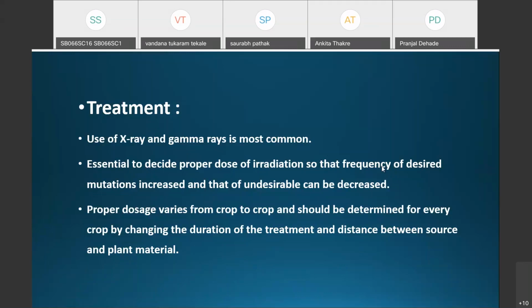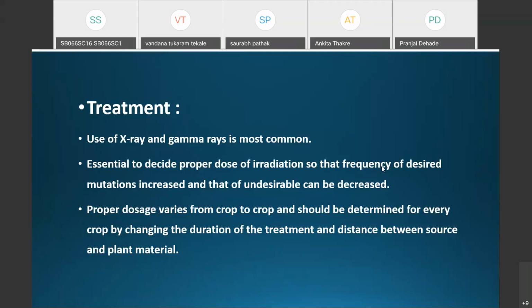The proper dose of the treatment varies from crop to crop, and it should be determined for every crop by changing the duration of the treatment and the distance between the source and the plant material. It is essential before practicing mutation breeding in the field, because the radio sensitivity of every crop is very different, so that desired mutations increase and undesirable mutations decrease.